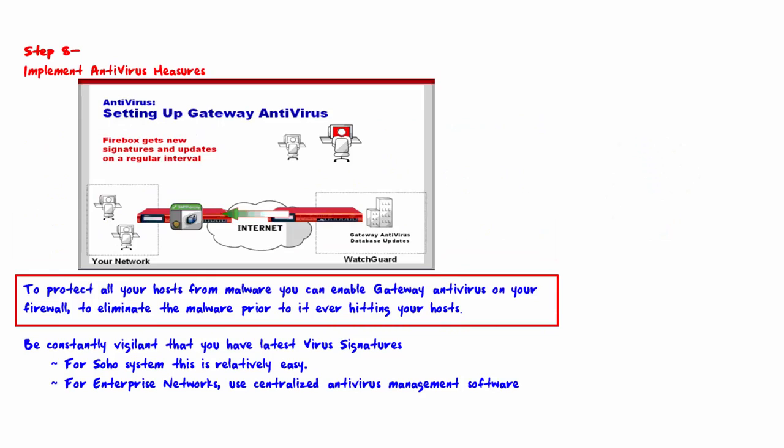To protect all hosts from malware, you can enable gateway antivirus on your firewall to eliminate the malware prior to it ever hitting your hosts. Note that gateway antivirus is not a substitute for host-based antiviruses that we refer to above.